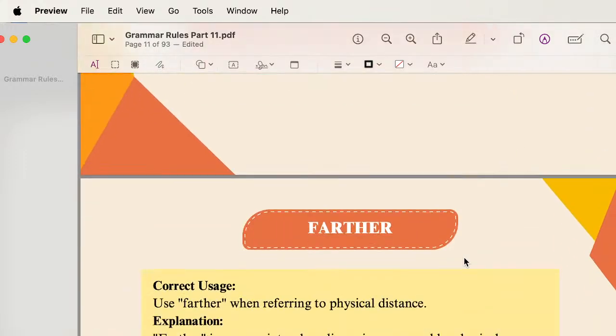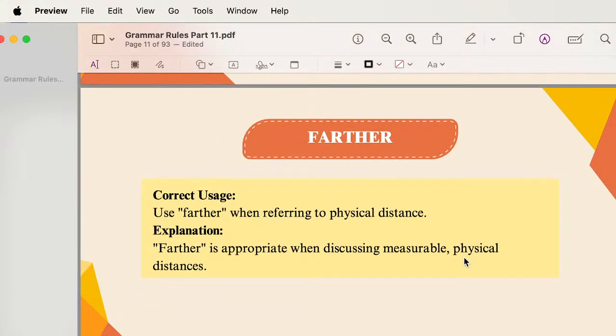Okay, let's check. Father, when you're talking about physical distance, in that case you use farther. It is pronounced as farther. Whenever you're talking about a distance which is measurable, physical distance to be precise, you use this word farther. It describes physical distance. Remember, something that can be measured, something which is measurable.